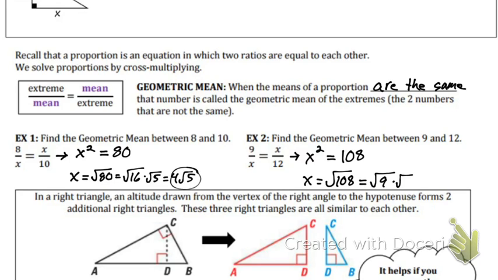Times, oh, hang on. What's something bigger that goes into 108? I don't know why I did 12. I mean, there's a bigger one. Well, 36 goes into it. 36 would be a much better one. It would be a little bit quicker. How many times does 36 go into it? 3 times. That's going to equal 6 square root of 3.